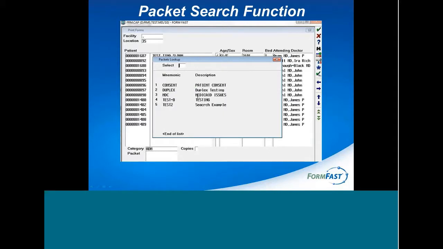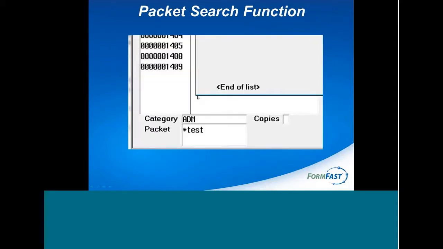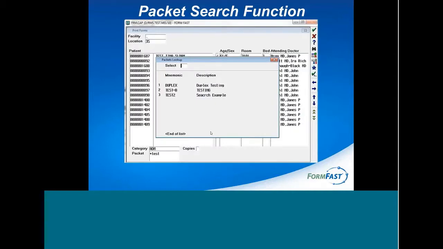Okay, so if I were to go in and in the packet prompt, instead of just pressing the F9 blankly or putting in a beginning of a letter to see the packets that began with that letter, if I type star test and then press the lookup key, I'll get this as a lookup.